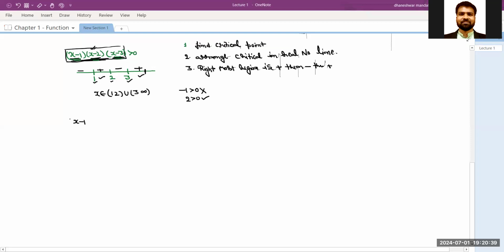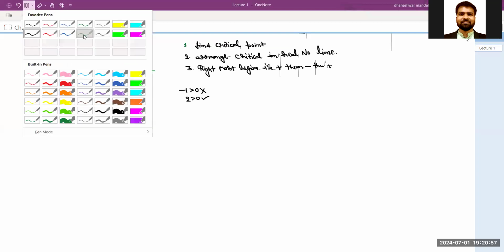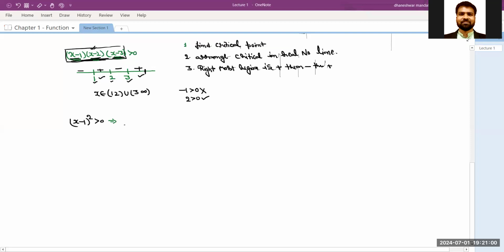Now I am going to take one example in which (x minus 1) square is greater than 0. Now I want to calculate how many solutions there are. Solutions means the number of values of x which satisfy the inequality. So how many values of x satisfy this inequality? Tell me. This is a common sense question. Tell me one thing: what is the value of x which does not satisfy this inequality? Anyone?